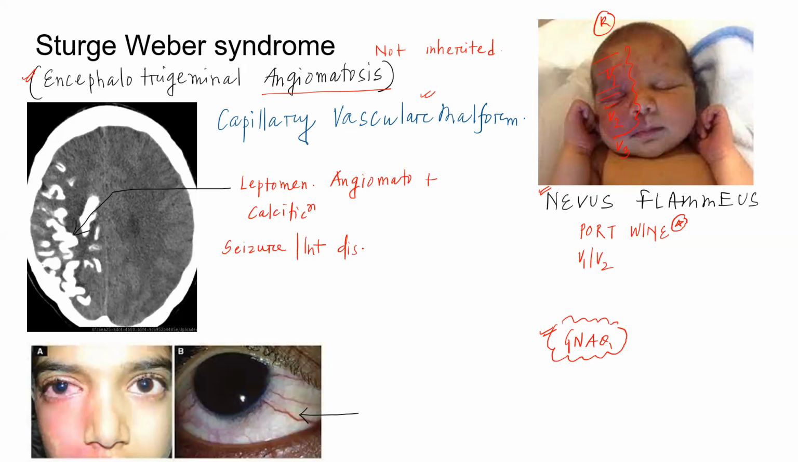They can also have episcleral angiomas, and these episcleral angiomas can cause blockade of the aqueous humor flow. That can cause an increase in intraocular pressure, leading to glaucoma.